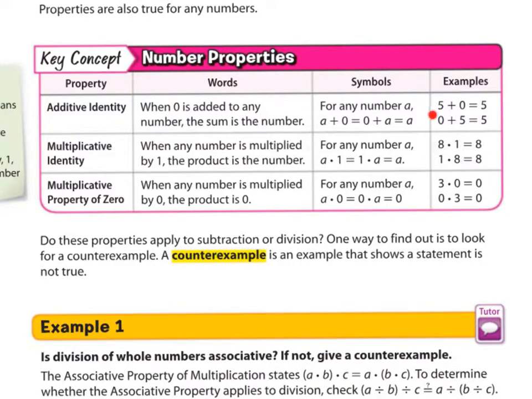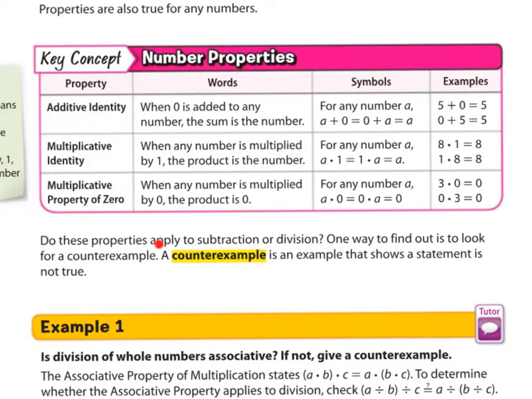Now, these rules may seem a little bit too obvious to you, but when we're actually working in algebra and you have a product and you later find out that it has to be multiplied by 1, you'll know that it's not going to change your product, okay? And then there's the multiplicative property of 0, which means anytime you multiply a number by 0, it's going to be 0. 3 times 0 is 0. 0 times 3 is 0. Anytime you multiply a number by 0, it is 0.